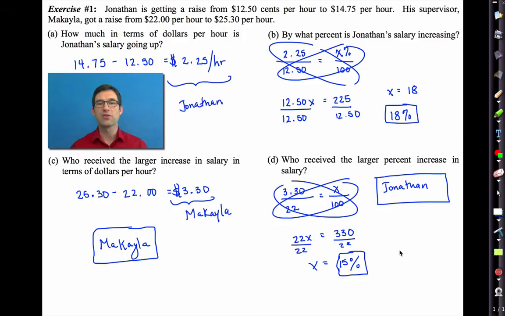He got an 18% increase. Michaela got a 15% increase. Now, it's really up to you to decide who got the better increase in salary. One could definitely make the argument that Michaela got the better end of the deal because she is getting $3.30 more per hour. On the other hand, Jonathan's salary increased by a larger percent. And very often raises are termed in that way. Oh, you got a 5% raise. Well, I got a 7% raise. I got the higher raise, right?